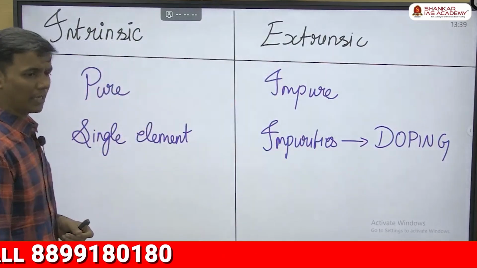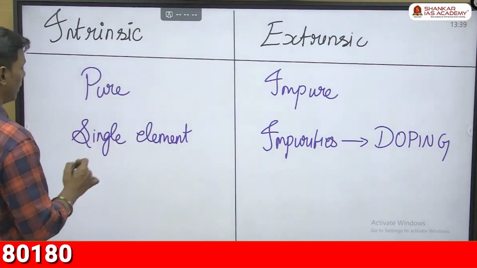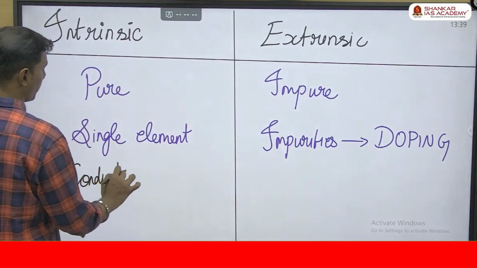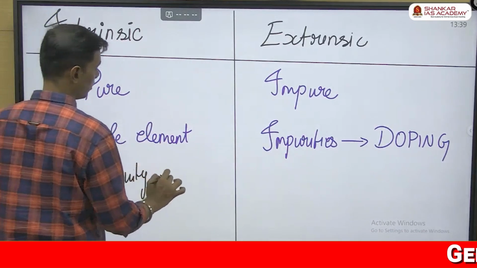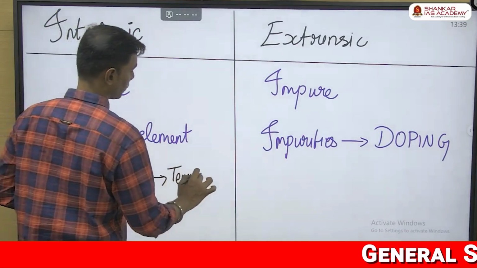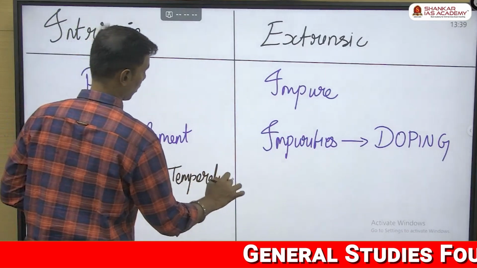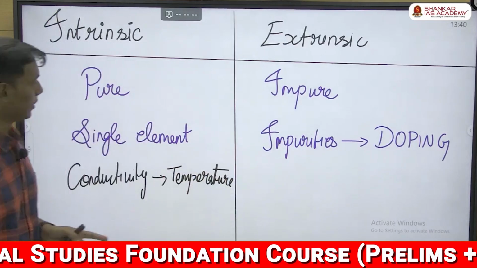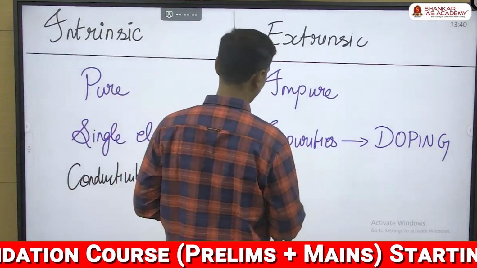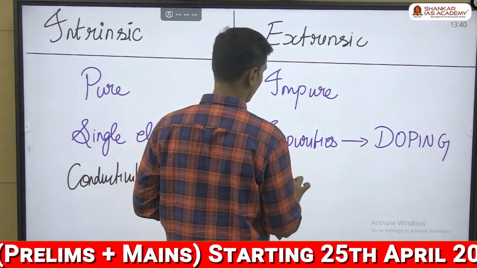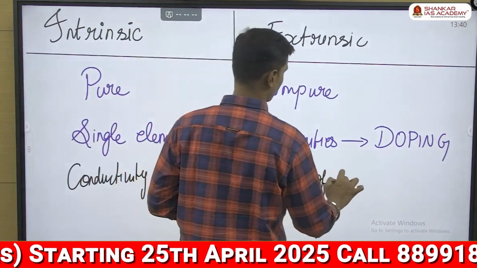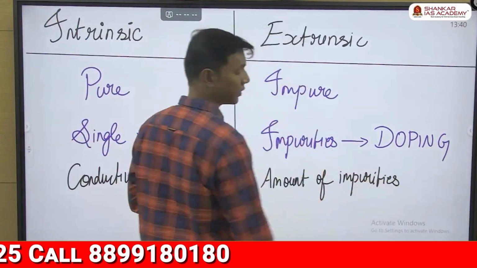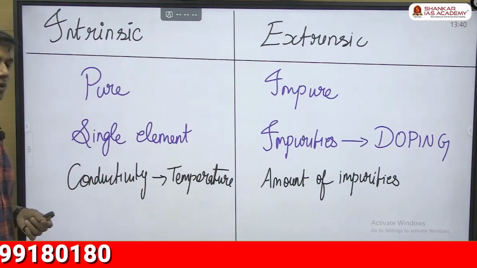Why do we have to add impurities? It's because in intrinsic semiconductors, conductivity depends on temperature. But in extrinsic semiconductors, conductivity primarily depends on the amount of impurities.